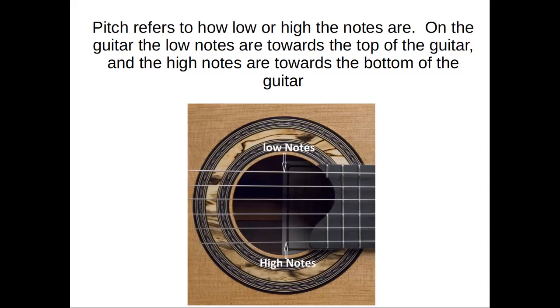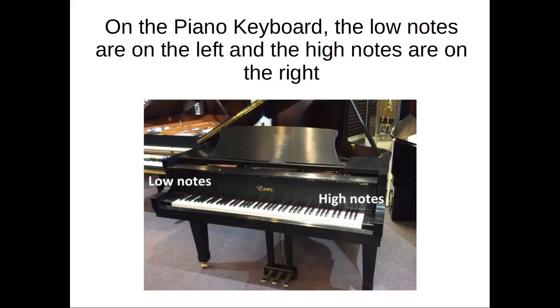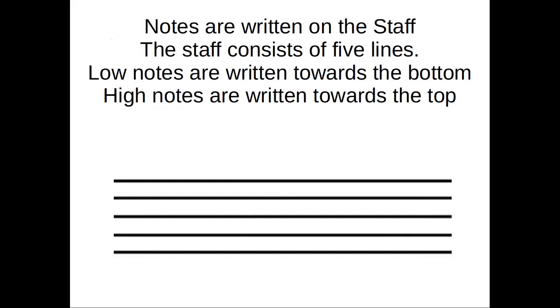Now, pitch refers to how low or how high the notes are. On the guitar, the low notes are towards the top of the guitar, and that's where the thick strings are, the strings that are covered in metal on the classical guitar. And the high notes are towards the bottom of the guitar, or the thin nylon strings. On the piano keyboard, the low notes are on the left-hand side of the keyboard, and the high notes are on the right-hand side of the keyboard.